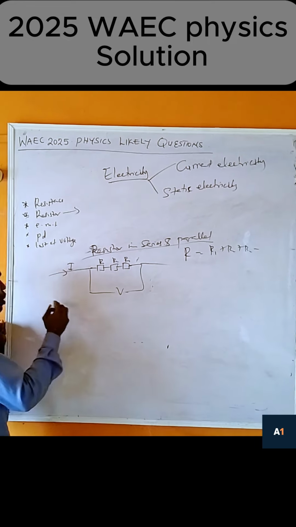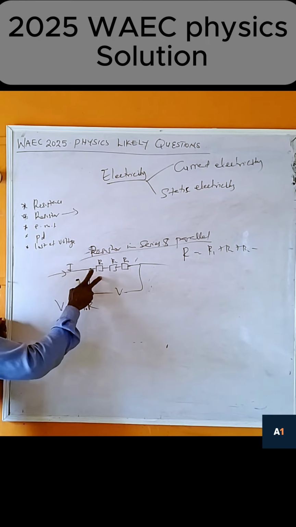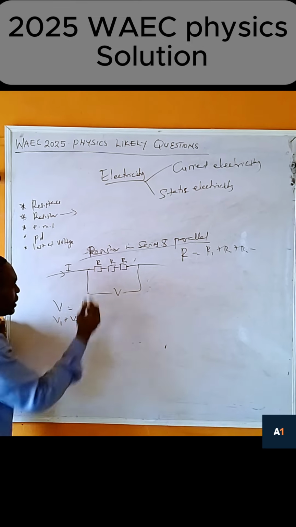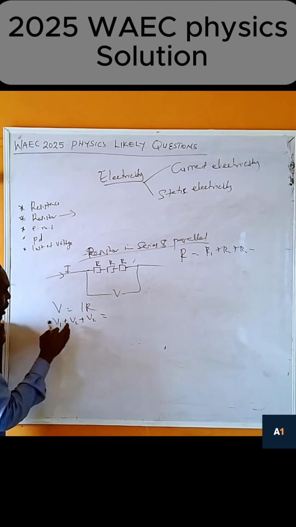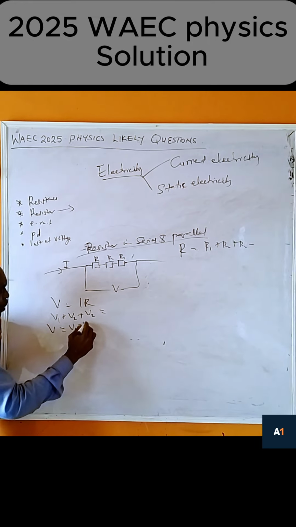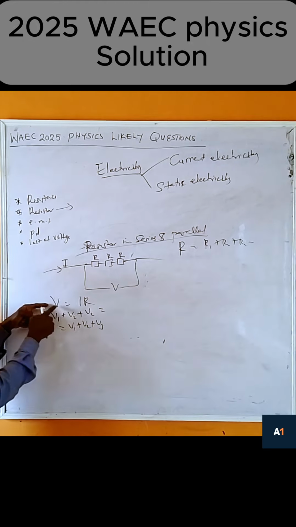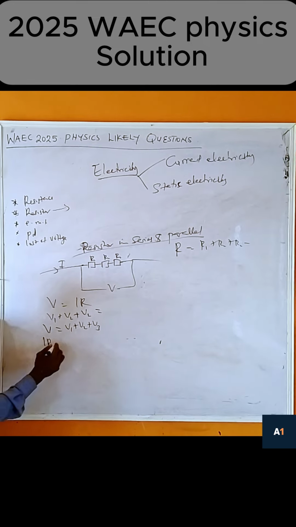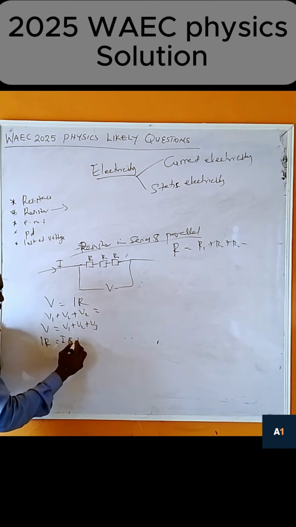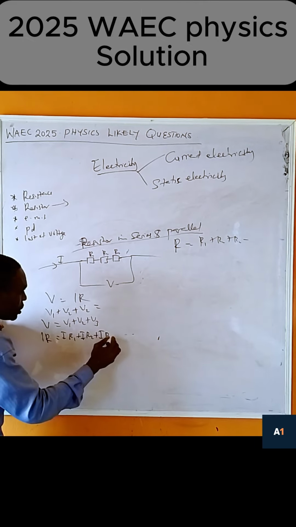So from Ohm's law we have V is equal to IR. Meaning that we say the voltage here is V1, the voltage here V2, the voltage here V3. Now the total voltage will be equal to V equals V1 plus V2 plus V3. That is the total voltage supplied to this. Now you remember that V is equal to IR. For this one we have IR1, this is IR2, this is IR3.